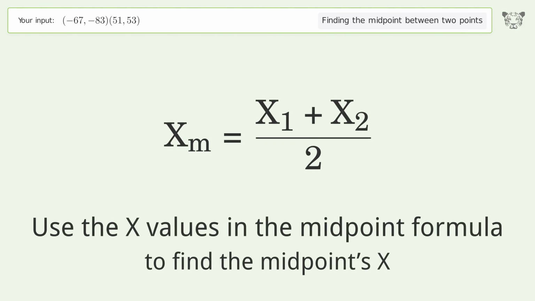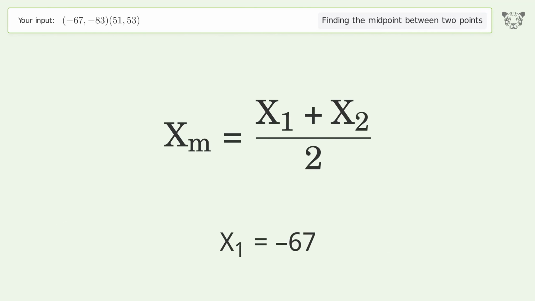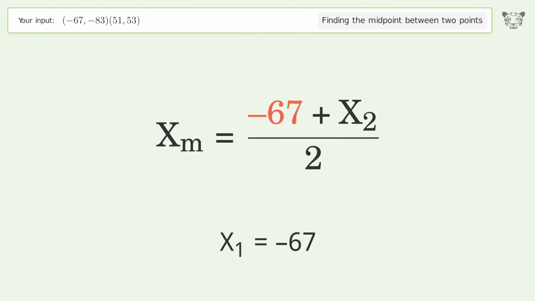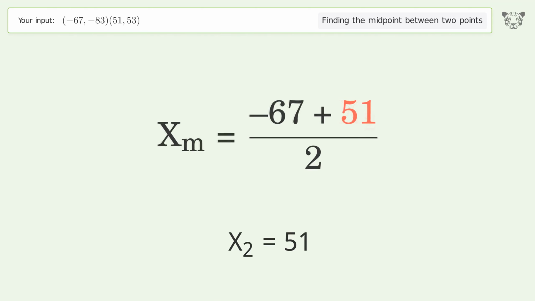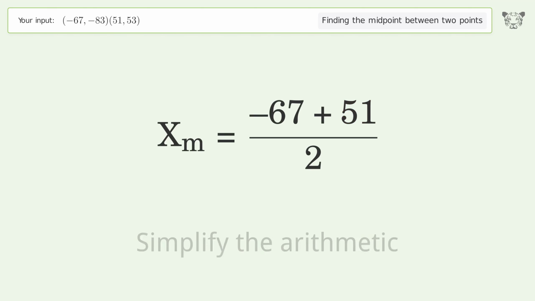Use the x values in the midpoint formula to find the midpoint's x. x1 equals -67. x2 equals 51. Simplify the arithmetic.